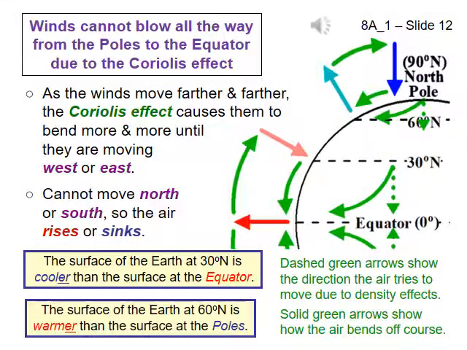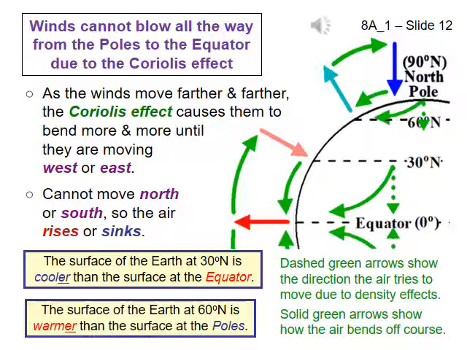Slide 12. The global wind pattern. As the air tries to move from the poles to the equator, it is bent off course towards the west. In the northern hemisphere the air moves south, and turns to its right, west. In the southern hemisphere, the air moves north, and turns to its left, west.